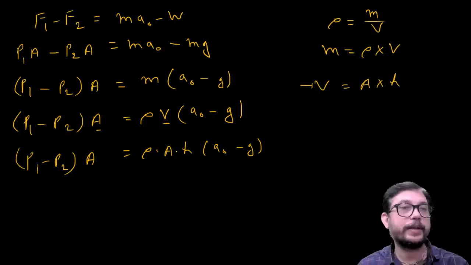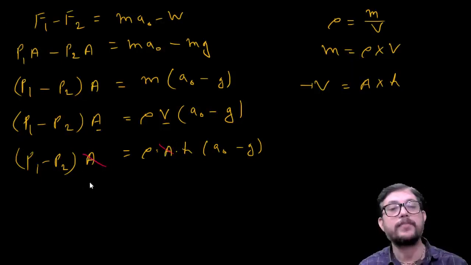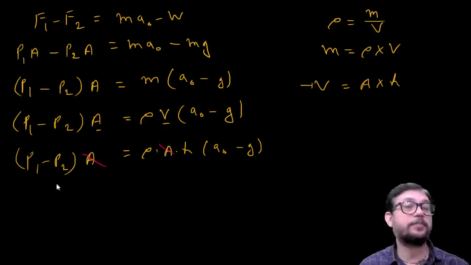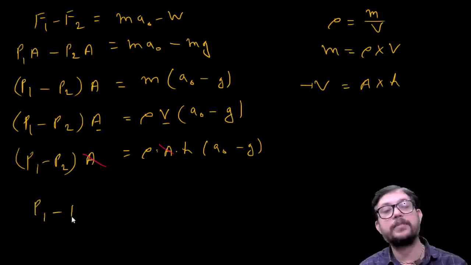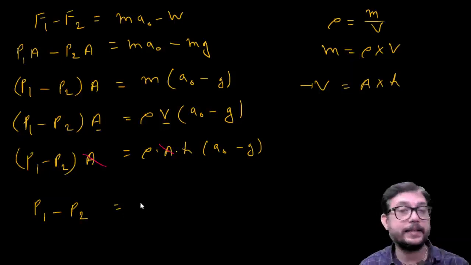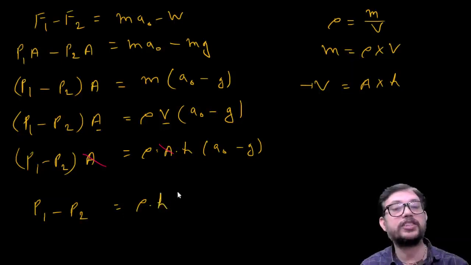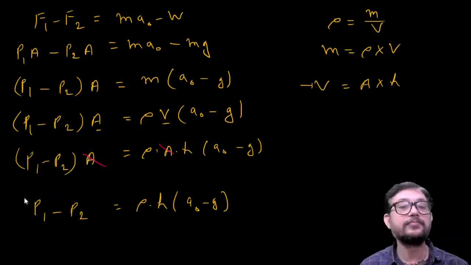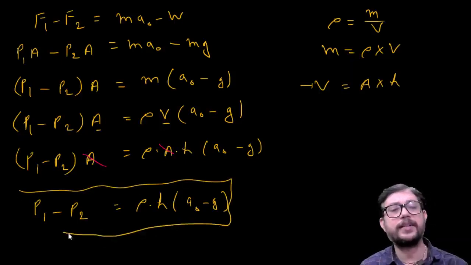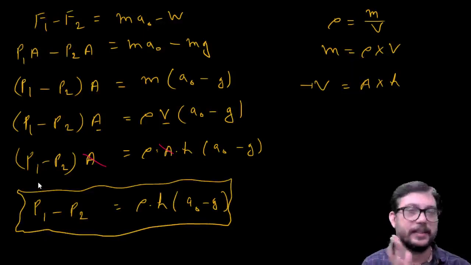Now it is quite easy to understand that we cancel out A on both sides, and we get the pressure difference P1 minus P2, which is equal to rho times h times (a naught minus g). So this is the pressure difference we have discussed here.